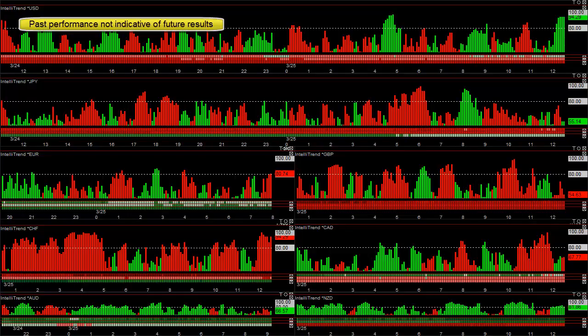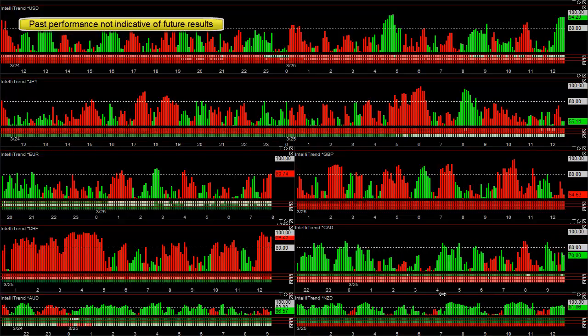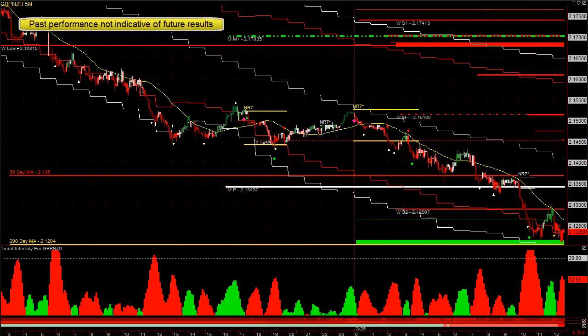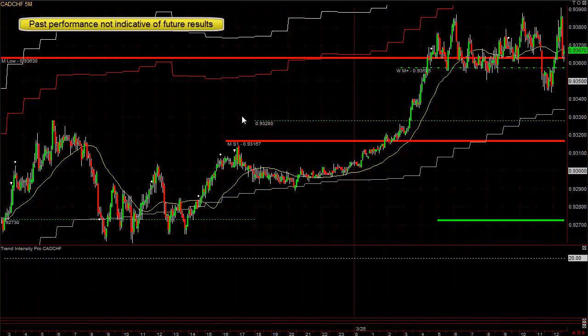Another currency that was extremely strong today, however, with the weekly and monthly trends down, was the CAD. So you might have traded the CAD against the weak Swiss. Let's take a look at this. CAD Swiss is very likely to explode up. Let me put the CAD Swiss on here, and you can see that's exactly what happened.